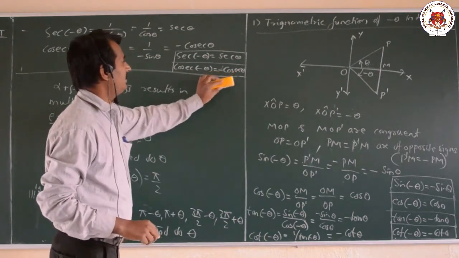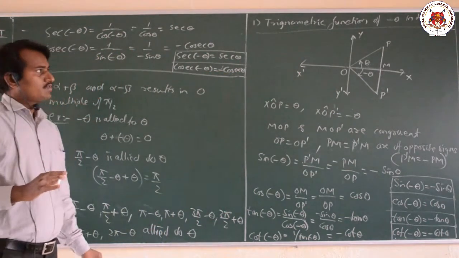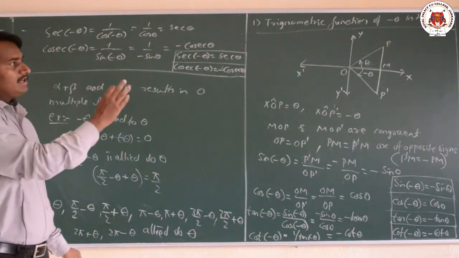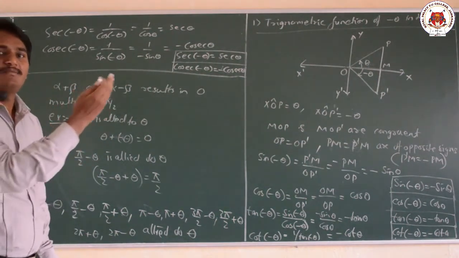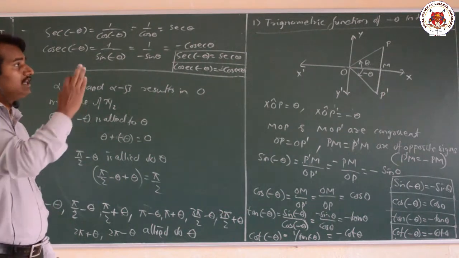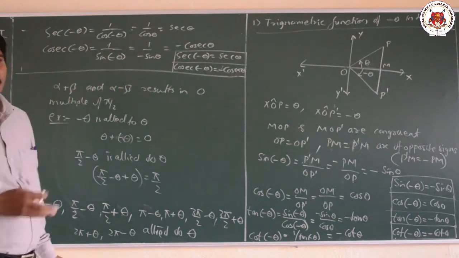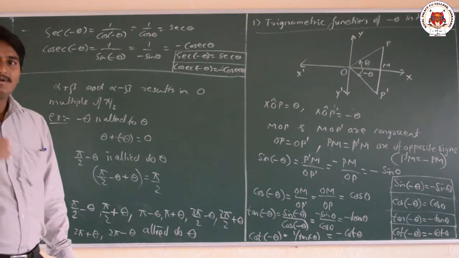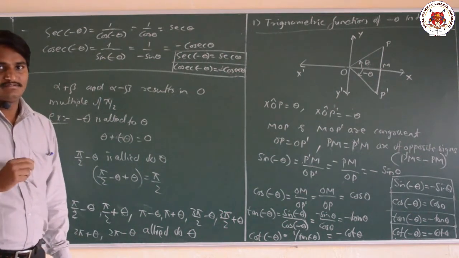That is nothing but your required results here. Okay, dear students, it is all about trigonometric functions of minus theta in terms of theta. That is our first allied angle formula. Allied means minus theta is allied to theta here. Okay, dear students, please pause the video to note it down.